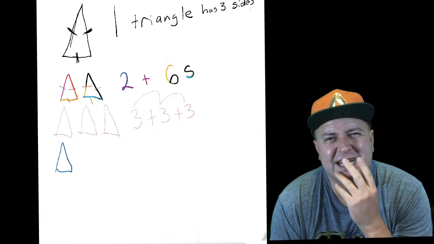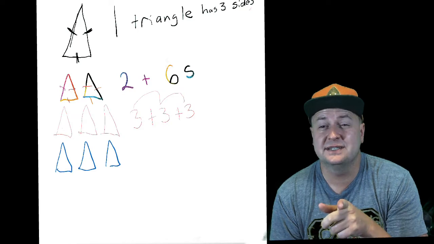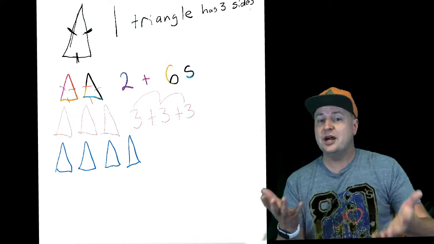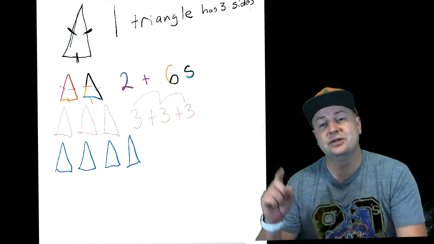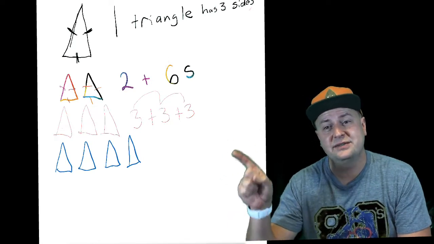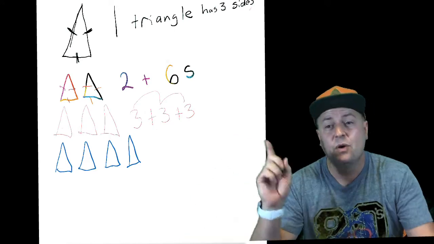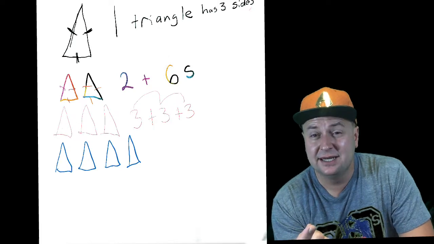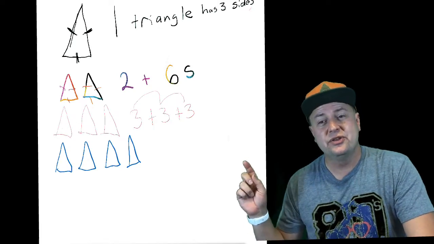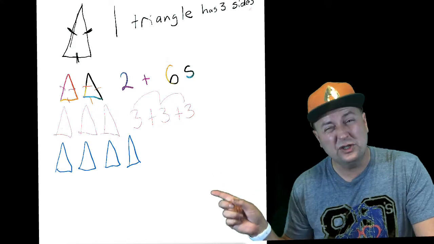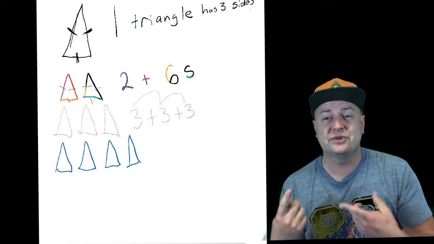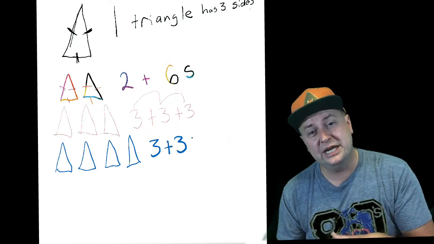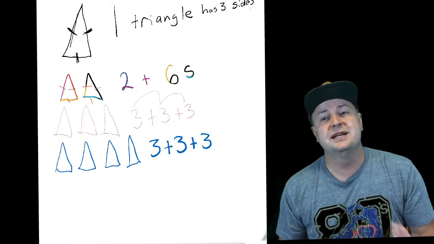Now let's try again. What comes after 3? Let's go ahead and put up 4 triangles this time. 1, 2, 3, 4. So we know this a couple of ways now, right? We could do 3 plus 3 plus 3 plus 3. Or we know that the other one was 3, 6, 9. Could add 3 to that. But I could also do 3 sides or 4 triangles times the 3 sides to get that answer. So that would be 3 plus 3 plus 3 plus 3.